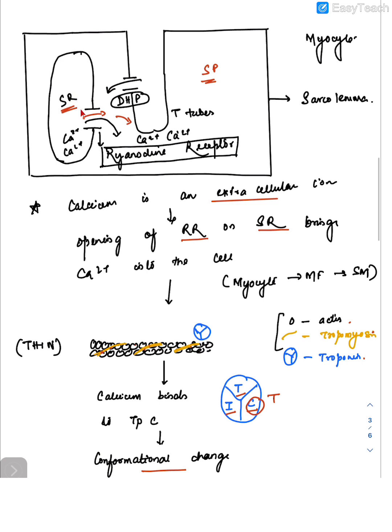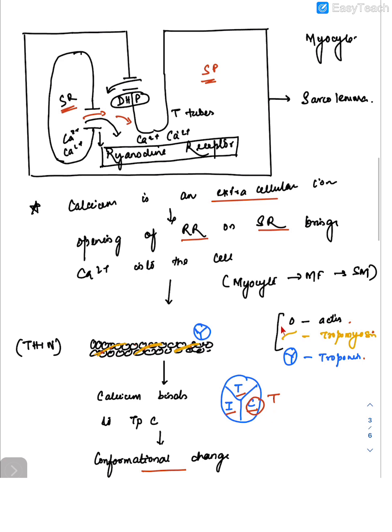The sarcoplasmic reticulum actually is a calcium reservoir inside the myocyte. Once the ryanodine receptors open, there is inflow of calcium from the sarcoplasmic reticulum into the sarcoplasm. Calcium is primarily an extracellular ion. Opening of the ryanodine receptors brings calcium into the cell. Now, this calcium will go and bind to the C-type troponin.